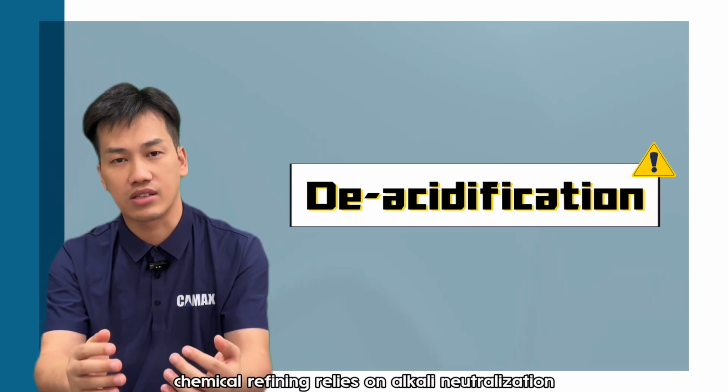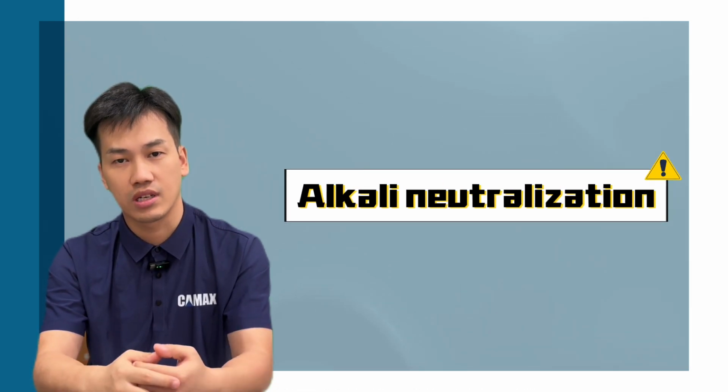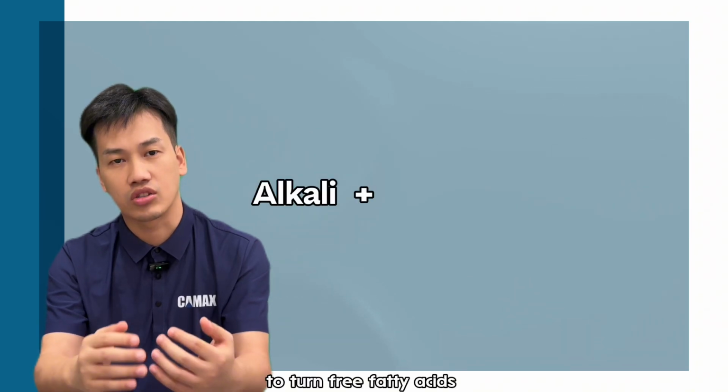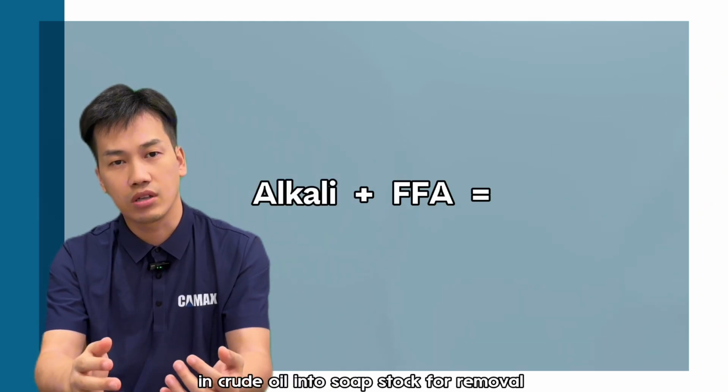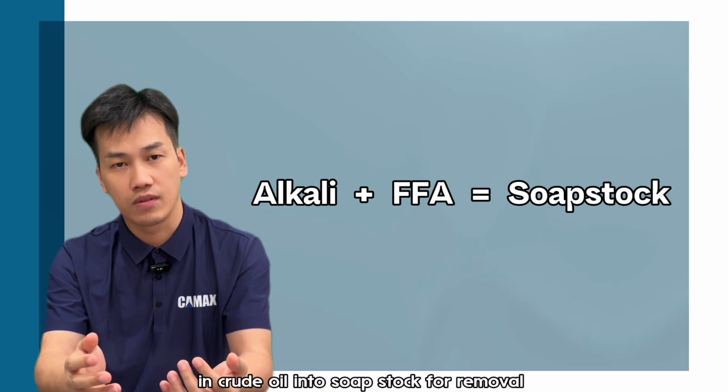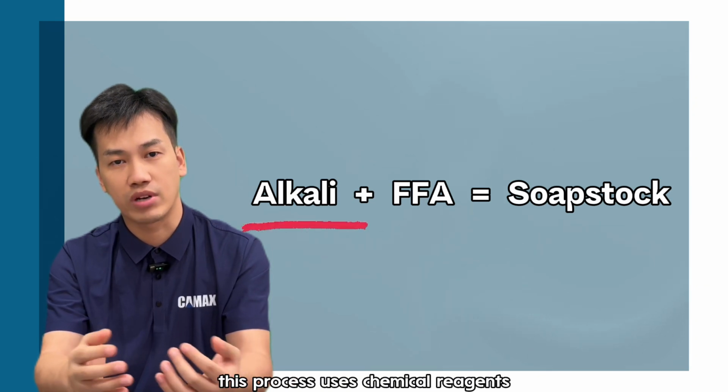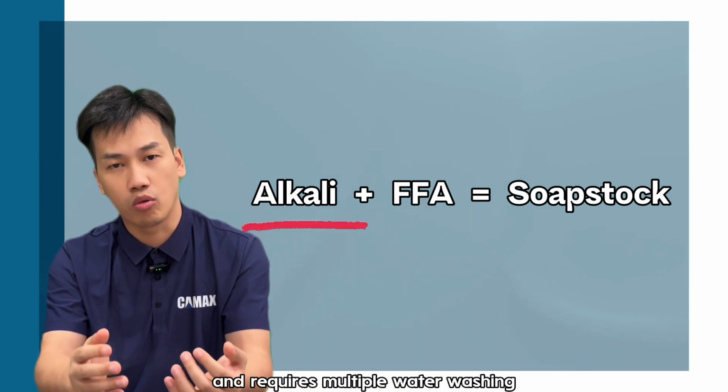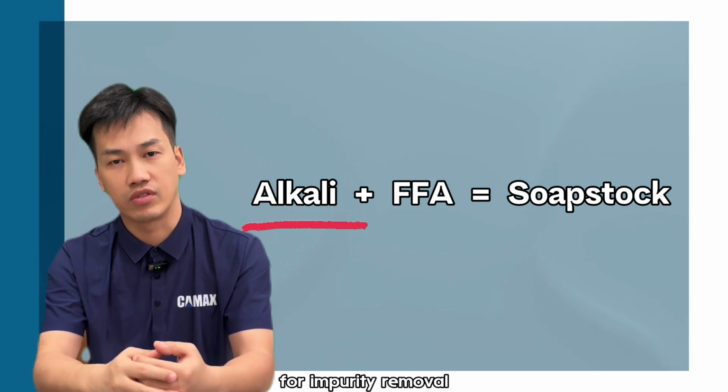Chemical refining relies on alkali neutralization. It uses food-grade alkali to turn free fatty acids in crude oil into soap stock for removal. This process uses chemical reagents and requires multiple water washings for impurity removal.